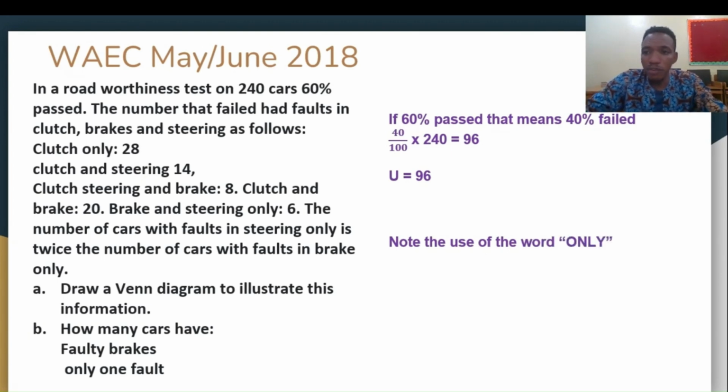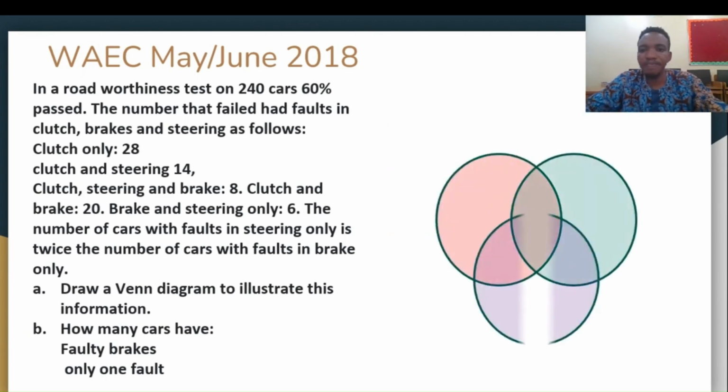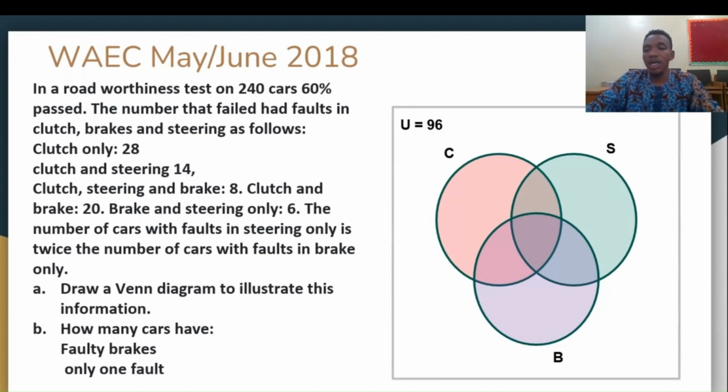Another thing, before we go further, we should note the use of the word only. Whenever they say only, we should be very careful the way we fill our Venn diagram. So I'm going to draw the three sets: clutch, steering, and brake. Our universal set is 96. When I want to start filling a Venn diagram, I always love to fill the middle first. In short, you should fill the region that is in all the sets, because they are always the one causing the problem.